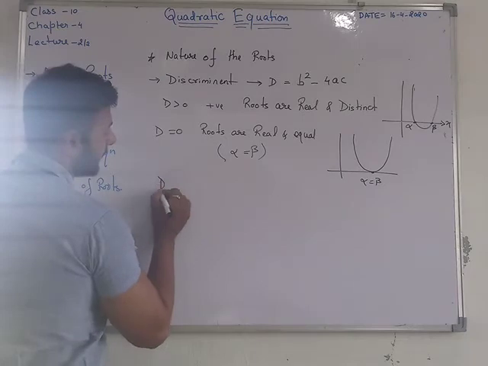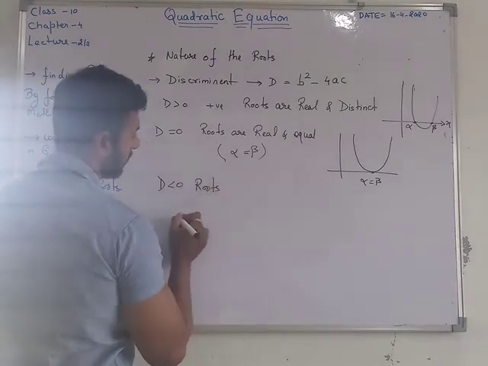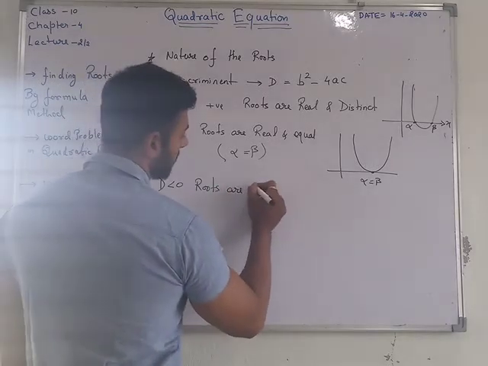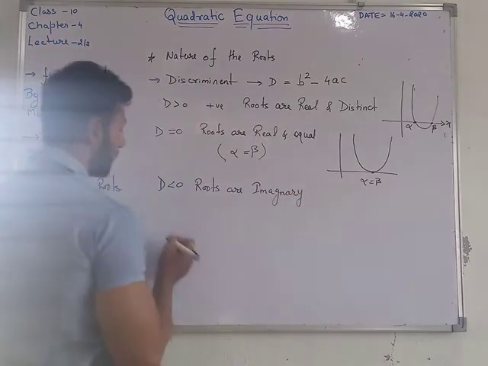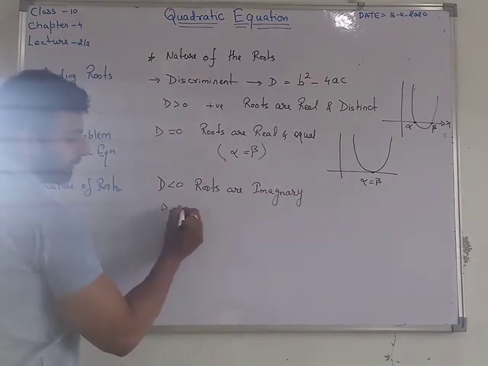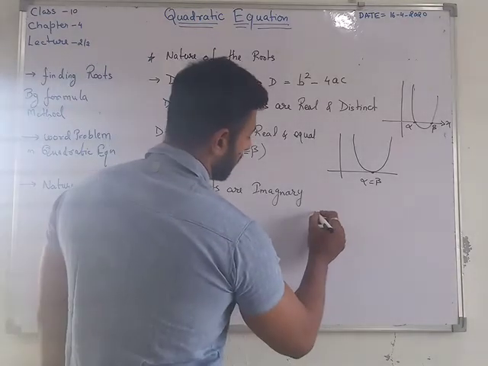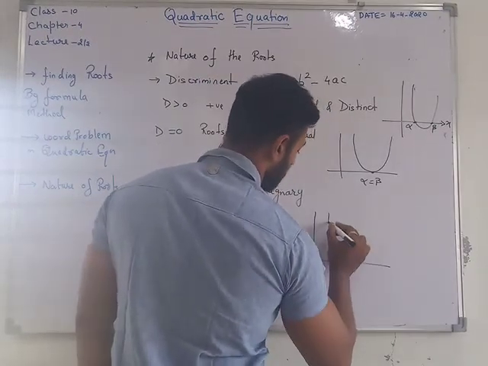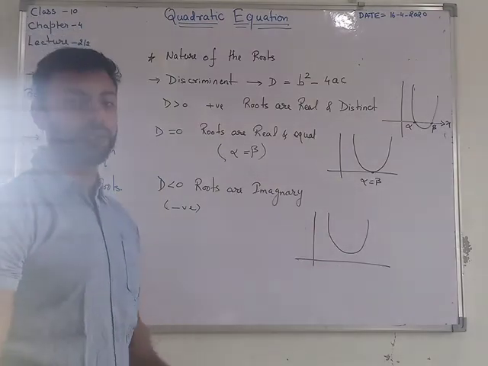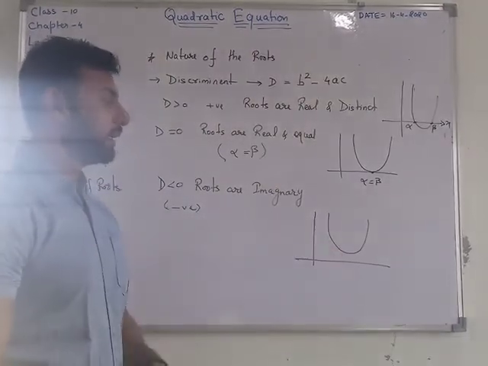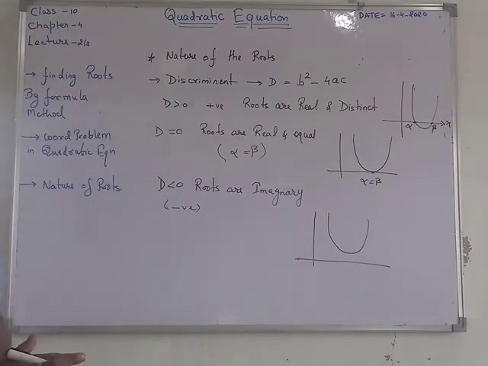Now, if D is less than 0, then the roots are imaginary, meaning D is negative. If the roots are imaginary, the graph is not touching or not intersecting the x-axis. So we will be getting this kind of graph. In this manner we can find out the nature of the roots.